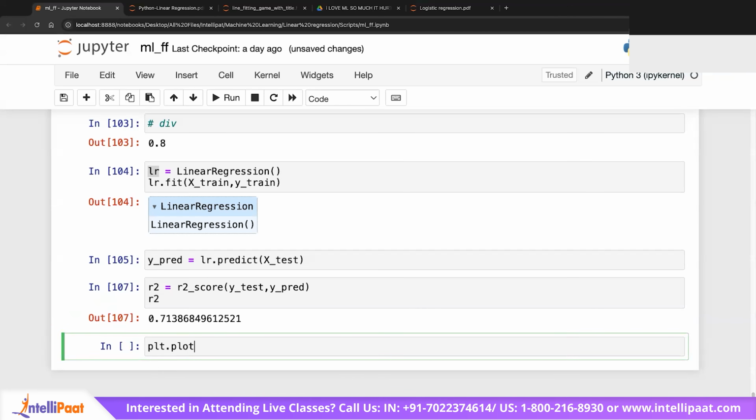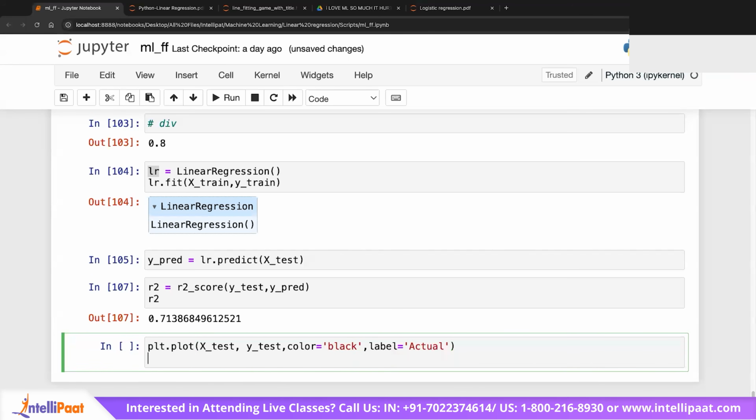plt.plot, inside this I will pass x_test comma y_test value. Just the x_test value and the y_test value. You can take whatever color you want, so let me take color is equal to black. And the label that you can give this is the actual data, the actual data point.